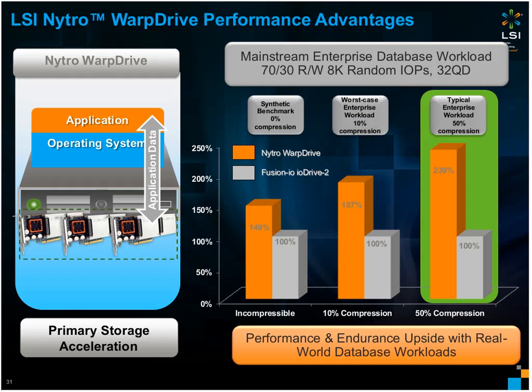The types of performance over our competition is seen here. With just 10% compression, we get almost 2x the performance. With 50% compression, which is very typical in a database environment, we get 2.5 times the performance.